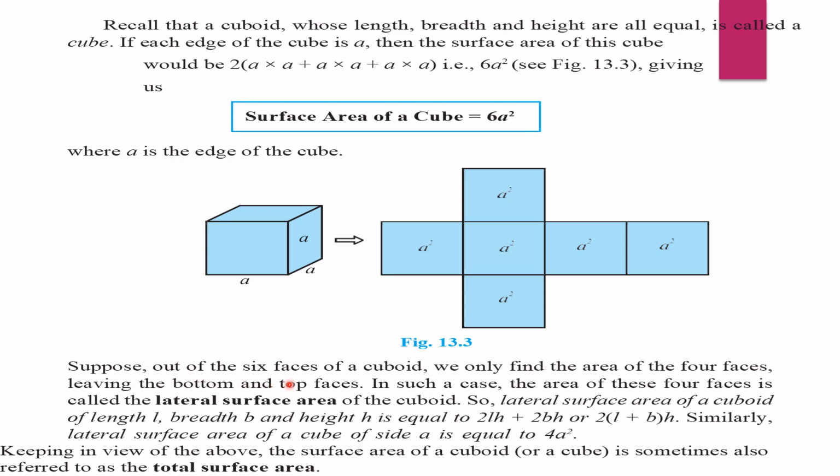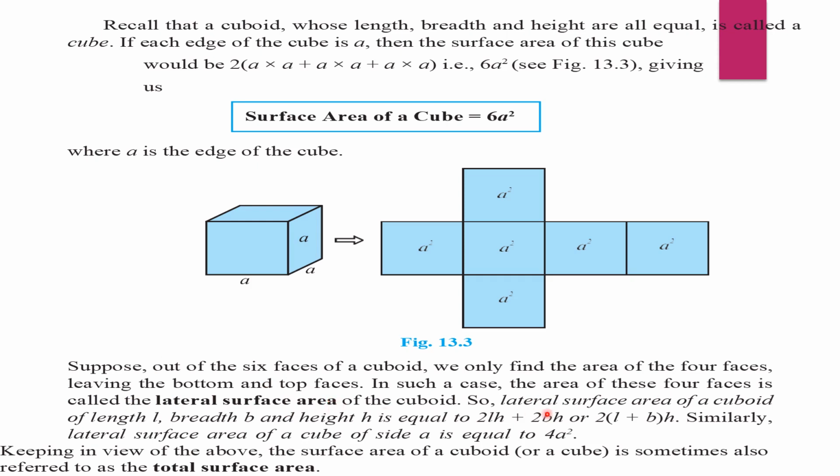Suppose out of the 6 faces of a cuboid, we only find the area of the 4 faces, leaving the bottom and the top faces. In such a case, the area of these 4 faces is called the lateral surface area of the cuboid. Okay, my children. There is a small difference between surface area of a cuboid and lateral surface area of a cuboid. Lateral surface area of a cuboid means the sum of the areas of 4 faces, leaving the bottom and top faces of the cuboid.